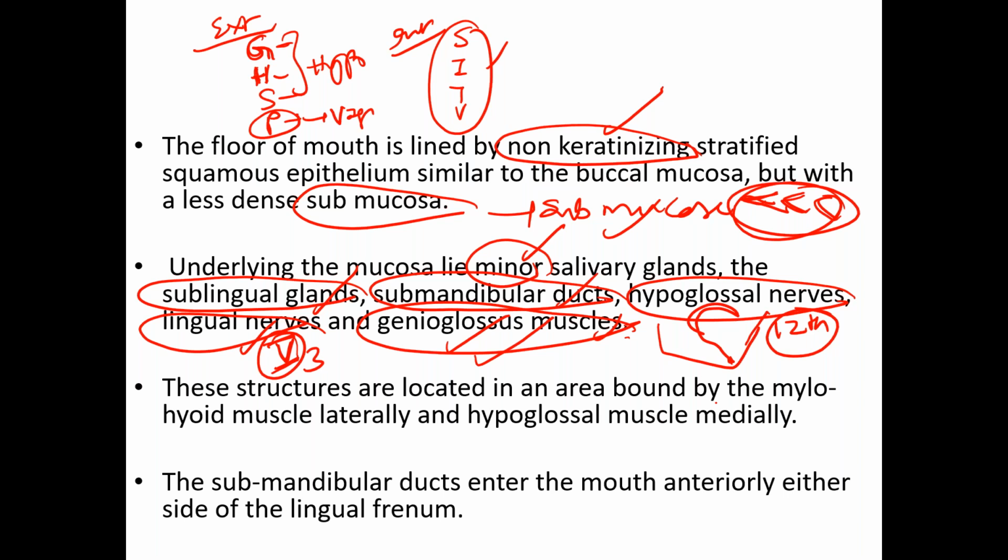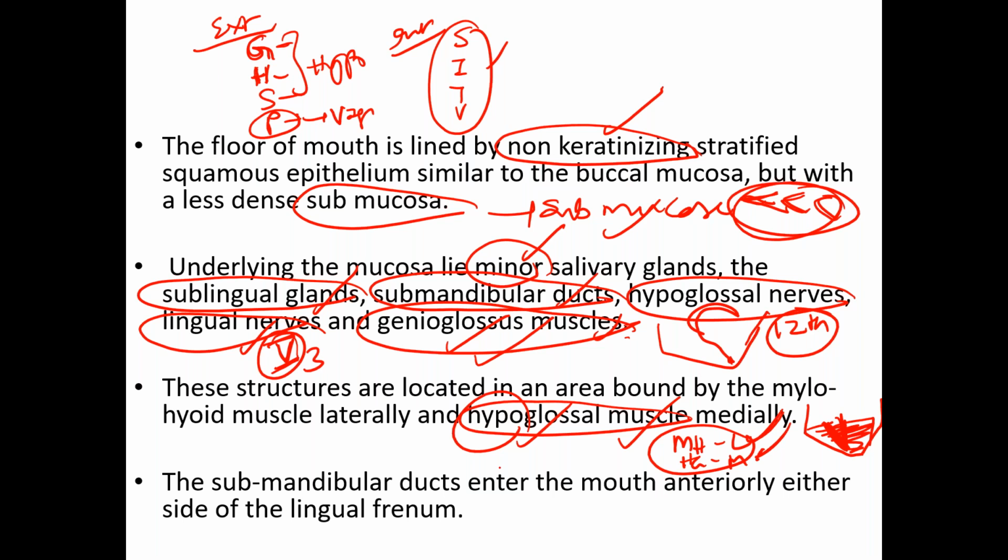These structures are located in the area bounded by the mylohyoid muscle laterally and the hyoglossus muscle medially. When you take the mandible like this, it has a floor made of the mylohyoid muscle like this. So the mylohyoid muscle becomes the lateral boundary, and the hyoglossus muscle becomes the medial boundary. I'll put the pictures of this in the group. You can see, and all these are very important for understanding the anatomy.